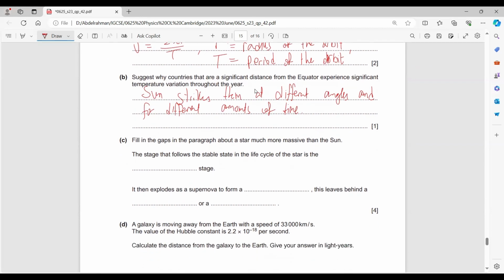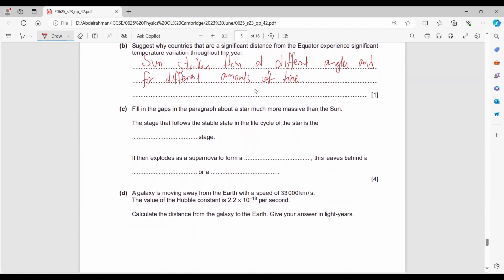Fill in the gaps. Fill in the gaps of what? Of a star much more massive than the sun. The stage that follows the stable star. Initially, it was a stable star. What's the stage that follows this stable star? If it is a massive star, what is it?